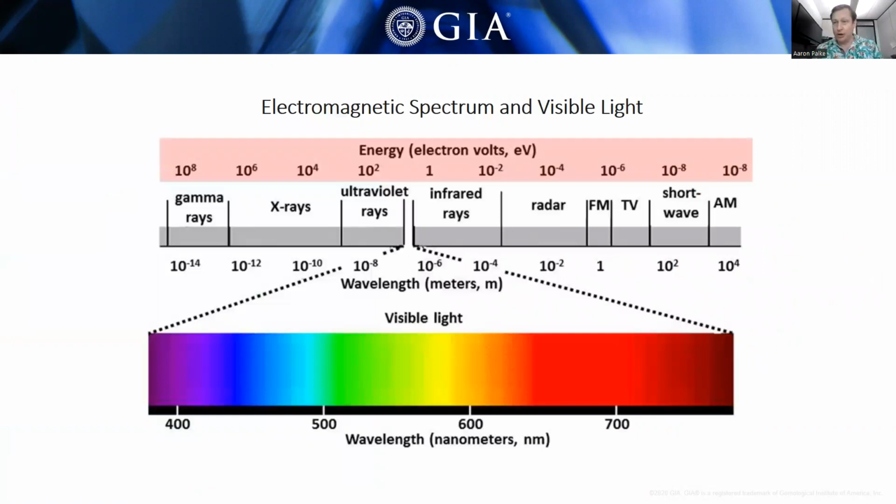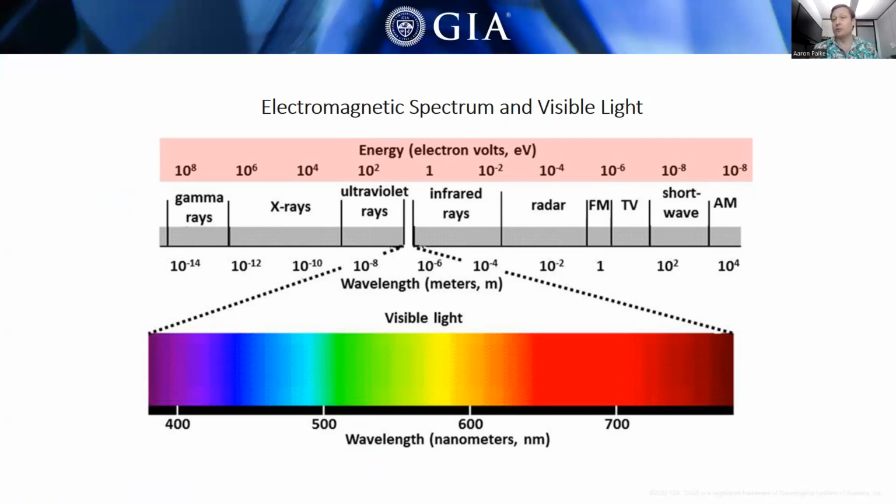Just as a quick overview as well, this is the electromagnetic spectrum. We think about light as being the light that our eyes are sensitive to, but light really means a lot more than that. We have the wavelength range from about 380 to 780 nanometers, which is about the range that our eyes are sensitive to.